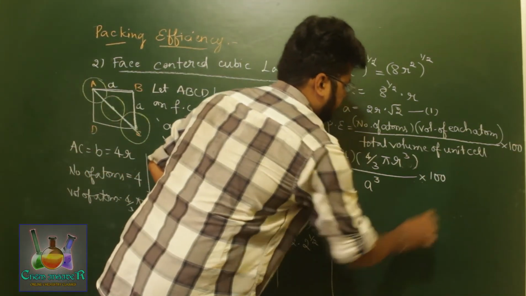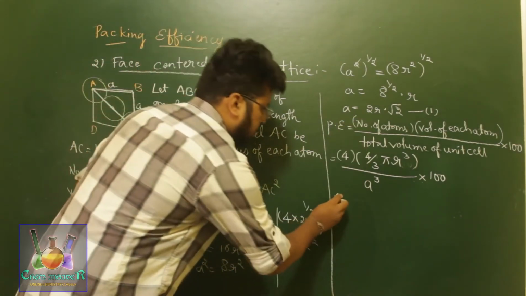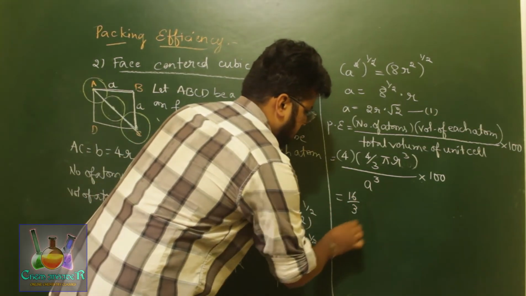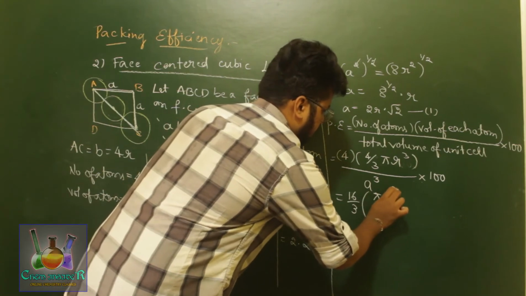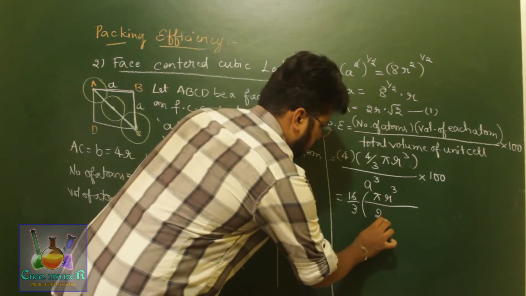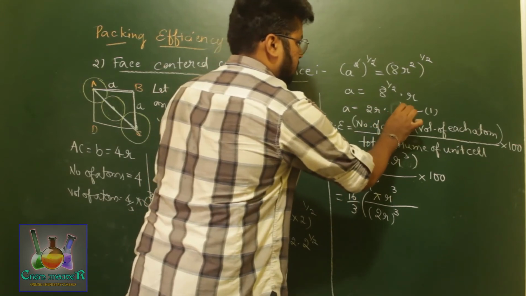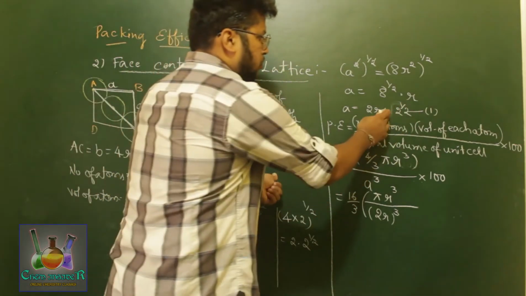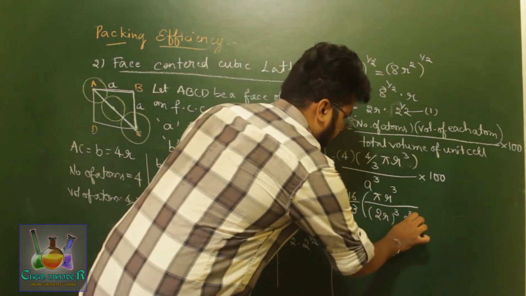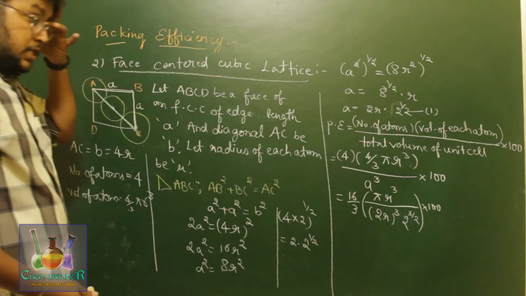Substituting the value of a from equation 1, 4 fours are 16, that gives us 16 by 3 into pi r cube divided by a is 2r root 2, the whole cube. Instead of taking root 2, we will take just 2 to the power 1 by 2. Okay, so 2 to the power 1 by 2 the whole cube is 2 to the power 3 by 2, into 100. Okay, so this is our substituted equation.